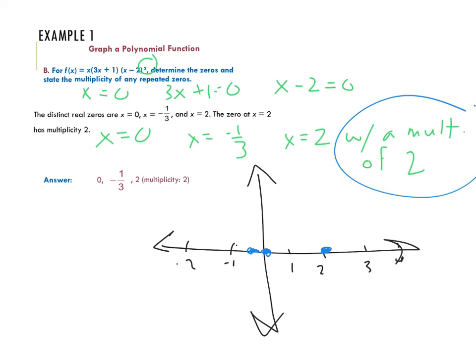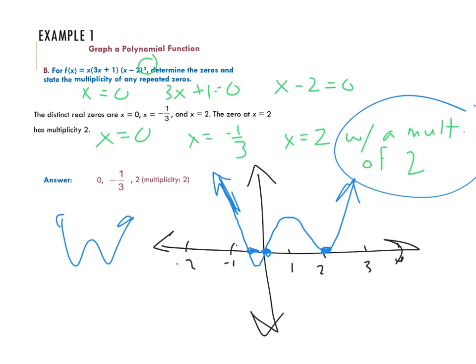I also know from the last slide that my end behavior says I'm going to have a graph that looks something like that. So I'm going to start this one out here going somewhere out here. And I know these are odd multiplicities, so I know that they're going to cross all the way through. And then I know at this 2, it's not going to cross. It's going to just touch and go back up. So my graph would look something like that.